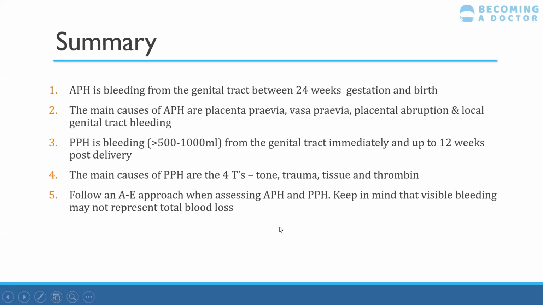So just a quick summary. APH is bleeding from the genital tract between 24 weeks and birth. The main causes are Placenta Praevia, Vasa Praevia, abruption and genital tract bleeding, or unexplained bleeding that we never find the cause for. PPH is immediately and up to 12 weeks, so that's primary or secondary, and the main causes are the 4 Ts. And it's important to remember that you need to follow an A to E approach when assessing either APH or PPH, and keep in mind that this could be a concealed blood loss and it might not represent what you're seeing.